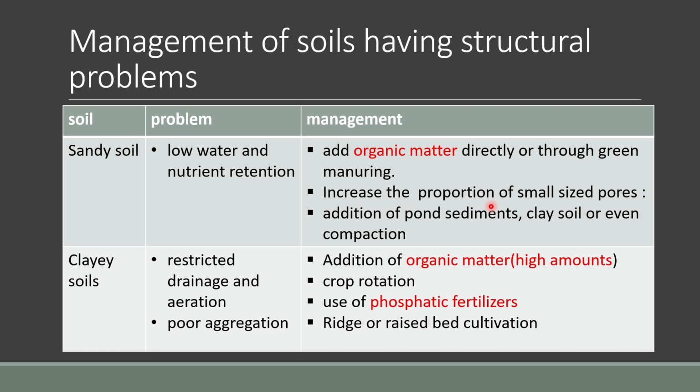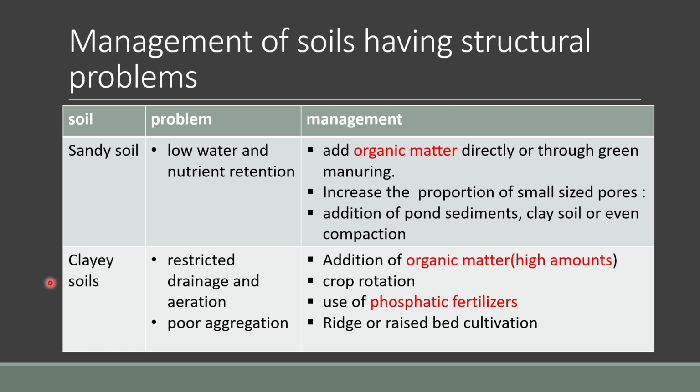Next, increase the proportion of small sized pores by the addition of pond sediments, clay soil, or even compaction. So when we increase the compaction or add sediment from the pond, then clay soil, when we add these to the sandy soil, we can increase the proportion of small sized pores. Then the low water and nutrient retention can be solved to an extent.